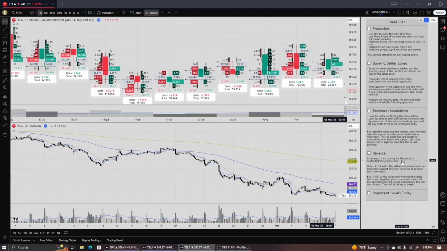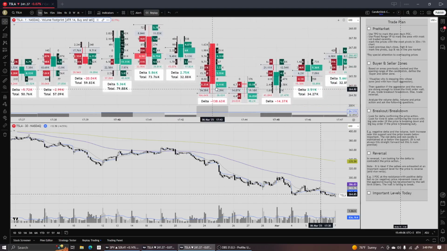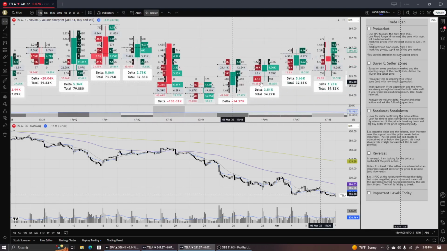I'm looking for the delta to contradict the price action. So the delta is negative, but the price action is green, like it's holding the price. It is ideal if the sellers are exhausted at an important support level for the price to reverse. So are we seeing an exhaustion of sellers? No, not as such. The sellers are quite dominant, quite present. It's not like they're exhausted in any way, and that's why the move upwards does not, I think, hold that long or that well.